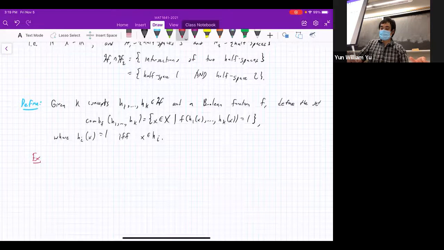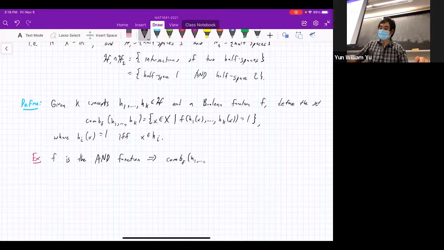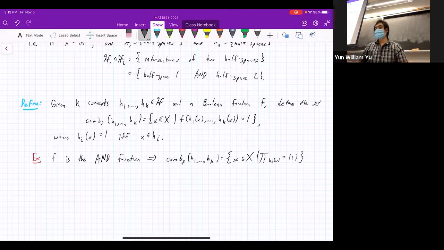And well, let's see a couple examples of this. Well, we had the first one where f is the AND function. So we're just taking the AND of a bunch of concepts. Well, in that case, combining all these, h1 through hk, is equal to the set x in X such that the product of all these, the product of the hi of x's is equal to 1. So basically you need it to be in all of these sets.